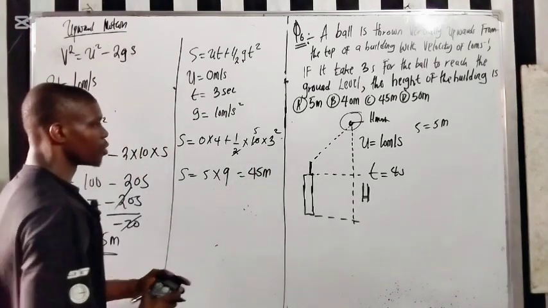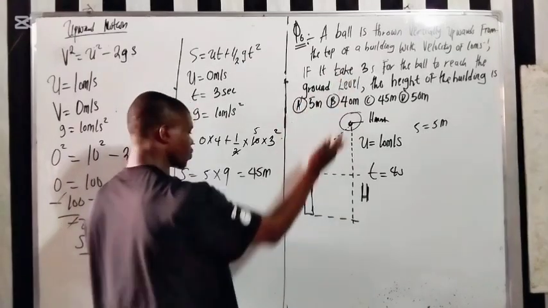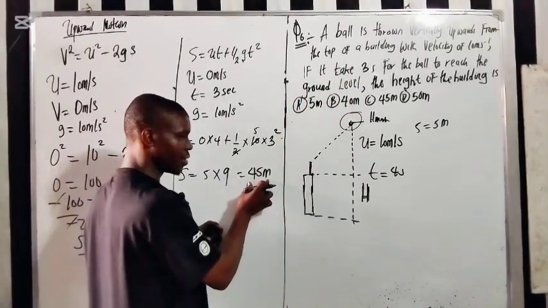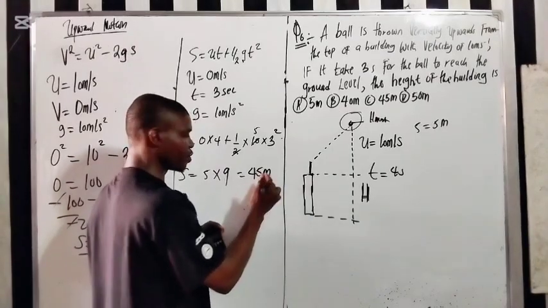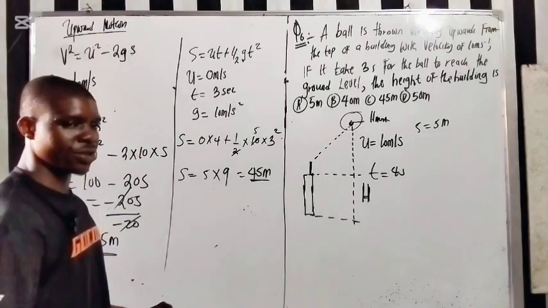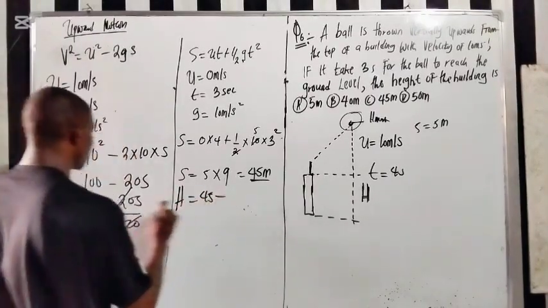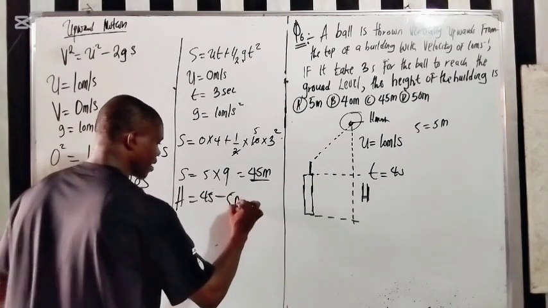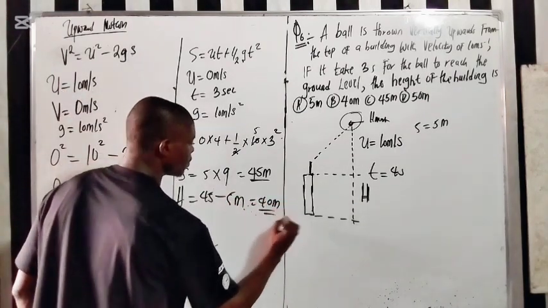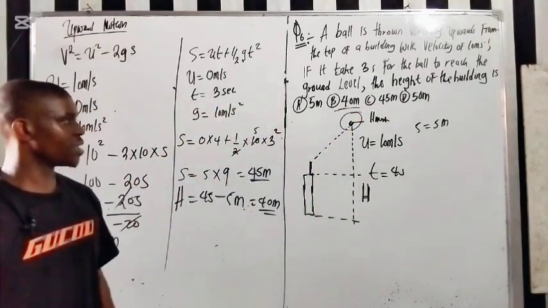So from here to here, the total distance is 45 meters, right? And from the top to the maximum height is 5 meters. So what is the height of the building? They asked for the height of the building, so the height of the building, which is H, is going to be 45 minus 5 meters, which is 40 meters. This is the answer here.